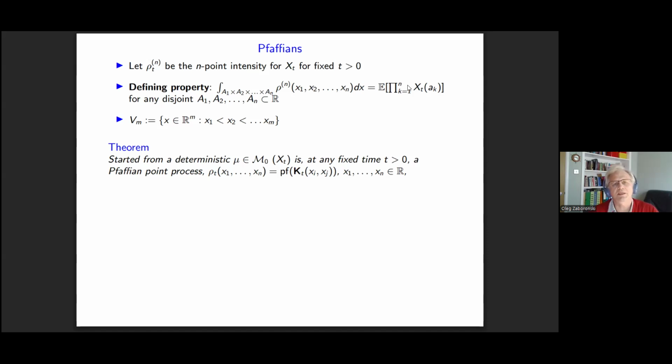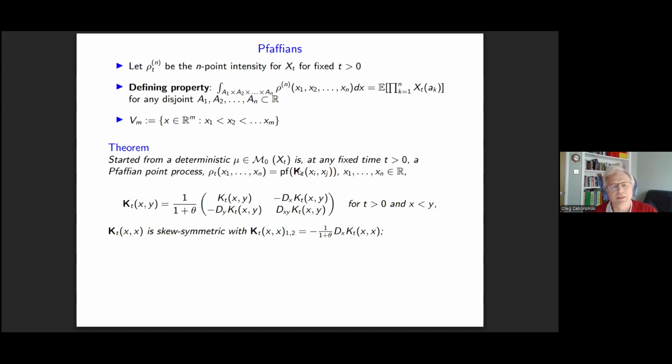Let us start with the deterministic initial condition. Then our process is at any time a Pfaffian point process. That means that the corresponding intensity can be written as a Pfaffian of a certain 2n by 2n skew-symmetric matrix whose entries are built out of 2 by 2 blocks. And here is an explicit formula for these blocks.